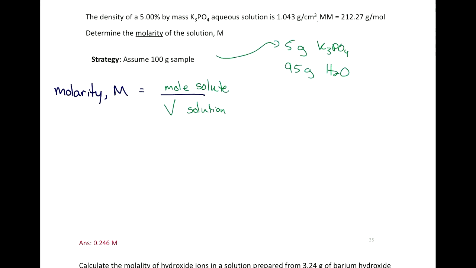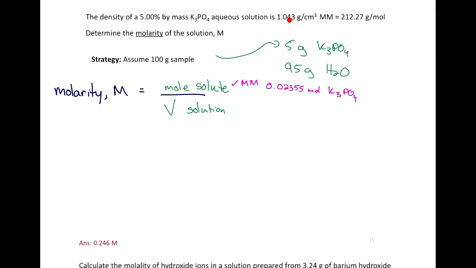But this one's a little bit different. We already have the numerator part, moles of solute. We got that in the previous question using molar mass, and we calculated that there is 0.02355 moles of K3PO4. All right, we have that numerator. But in the denominator, we have to do something a little bit special to get the volume of that solution. I know how much mass of solution I have. I have 100 grams of sample. So what piece of information in this question can we use to go from grams to volume?